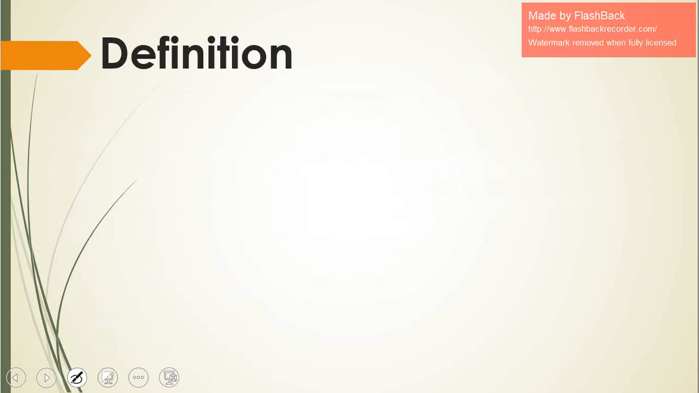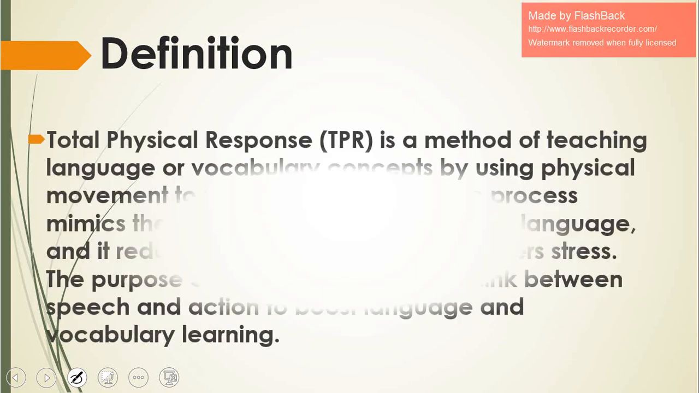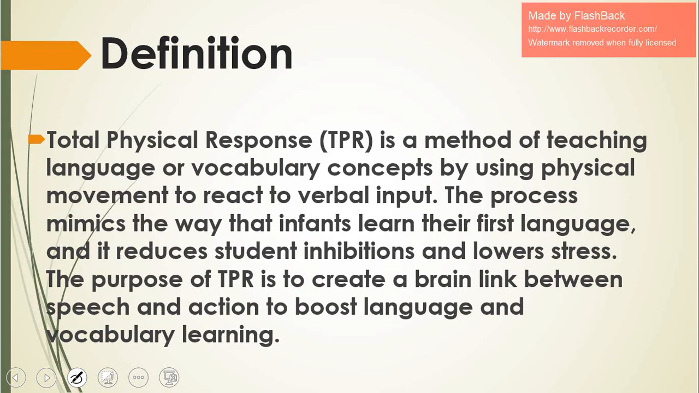Okay, definition. Let's move forward to further formally define total physical response. Total physical response is a method of teaching language or vocabulary concepts by using physical movement to react to verbal input. So the input would be verbal and the response would be physical. This is going to be happening in total physical response. The process mimics the way infants learn their first language. So this process is totally imitating the way infants learn their first language, and it reduces students' inhibition and lowers stress. Like there is no stress in first language learning, similarly there would be no stress in second language learning by using this methodology.